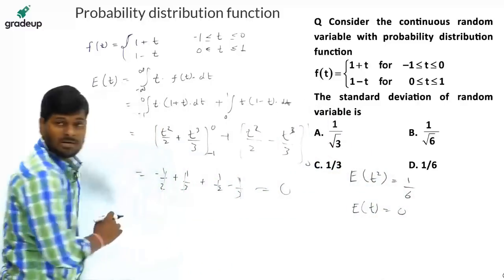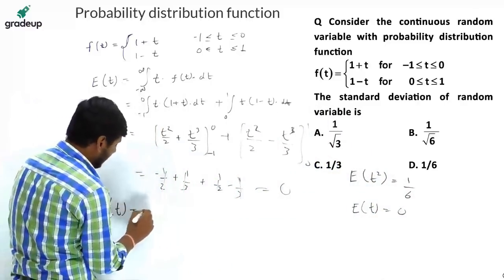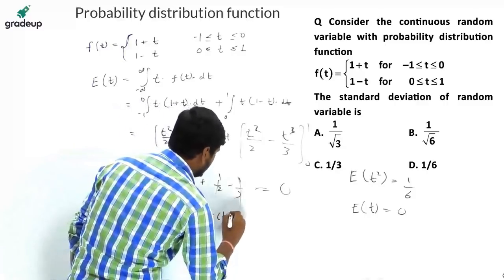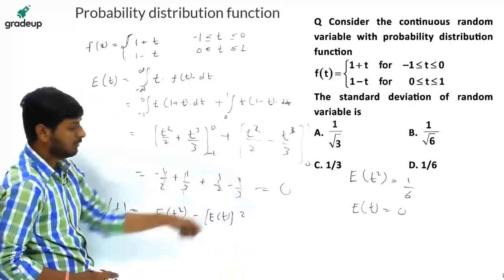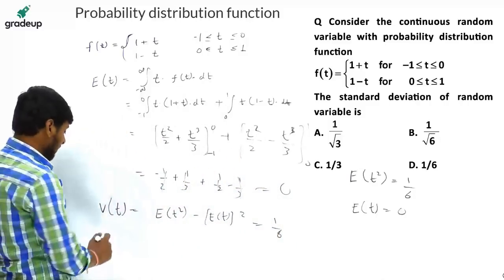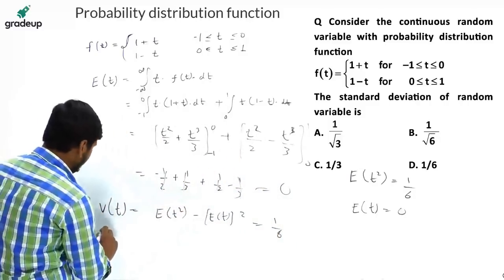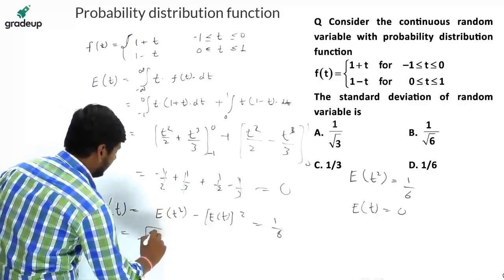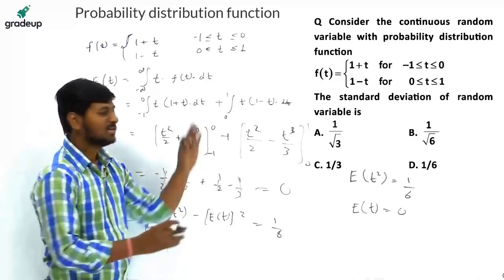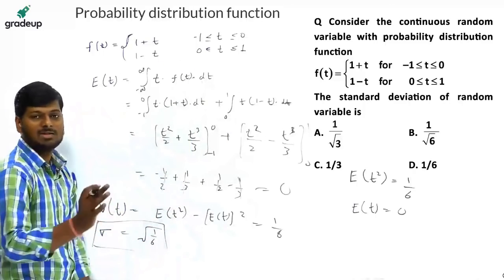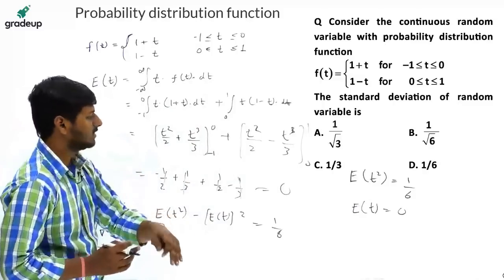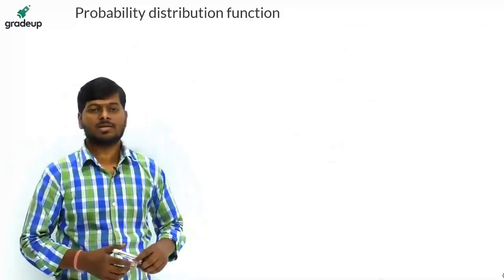What about the formula of variance? Variance is given by E(t square) minus E(t) whole square. So this is equal to 1 by 6 minus 0. We get variance equal to 1 by 6. If variance is 1 by 6, standard deviation sigma is square root of 1 by 6. This is simply a calculation question, nothing else. You just have to know what the mean, the variance and the standard deviation are, and solve this.